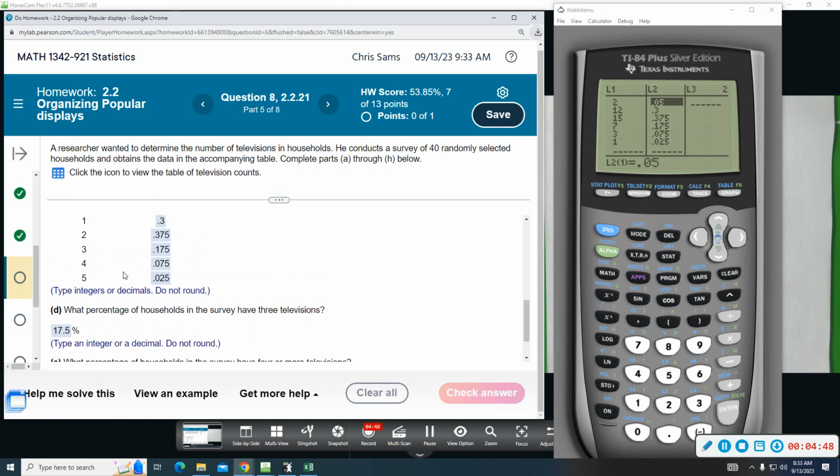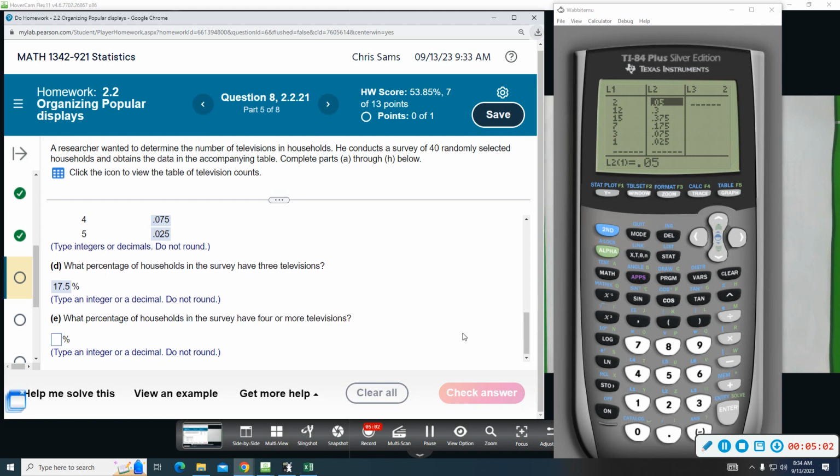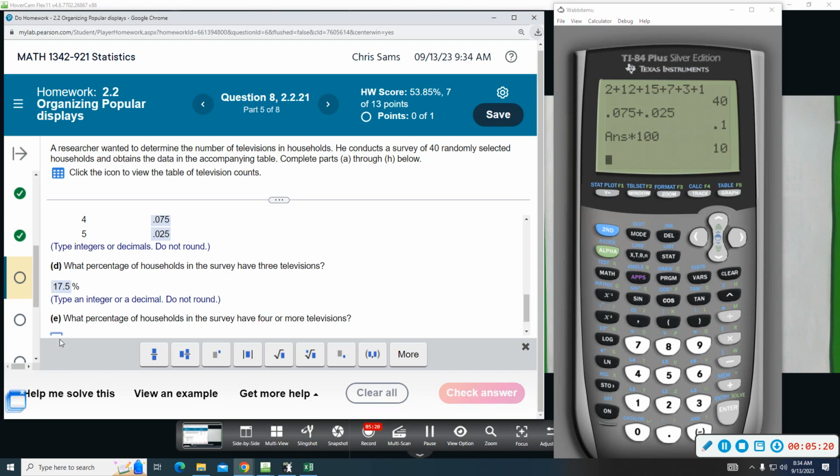So 4 or more would take this category and the next. So if I add up the 0.075 and the 0.025, that will give me 0.1, and you move the decimal over, so that's going to be 10%. So let me just show that calculation. 0.075 plus 0.025 is going to give me 0.1. Move the decimal 2 times to the right, or you can just multiply by 100. That's the same as moving it 2 times to the right. You get 10. So we're going to get 10%.